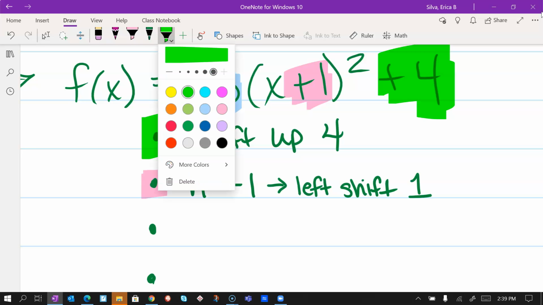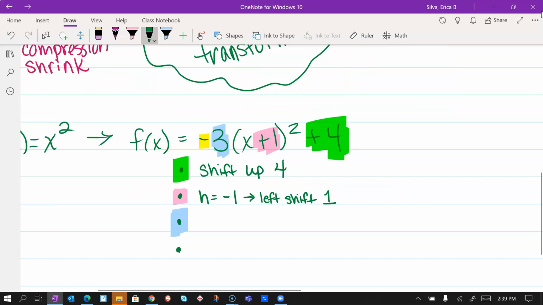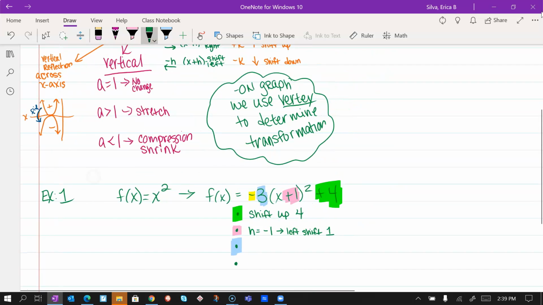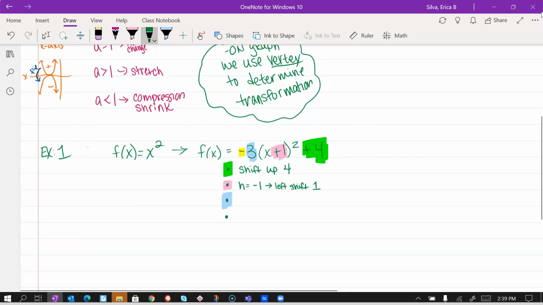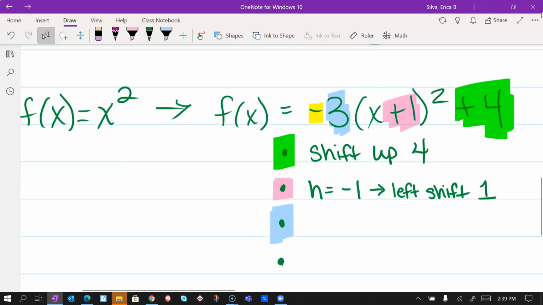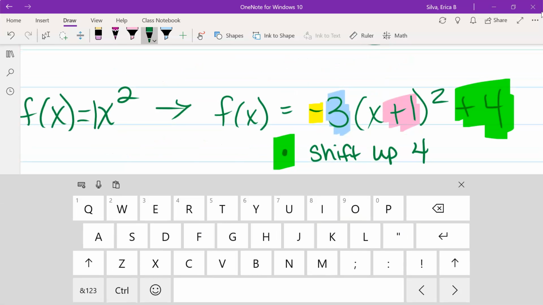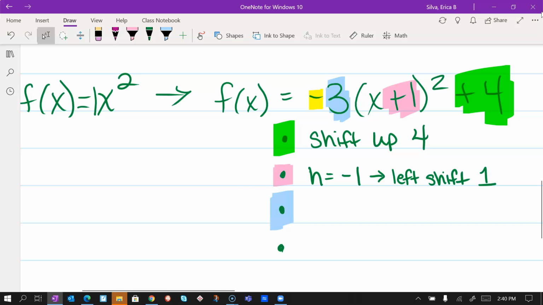Okay, let's go ahead and do the blue one. Now the blue one, horizontal or vertical? It's vertical. Now that 3 compared to the 1 here, is it bigger than 1 or smaller than 1? We're just looking at the 3, not the negative. Just the 3. It's bigger than 1. So if my parent function is 1 and 3 is bigger than 1, are we stretching or compressing?